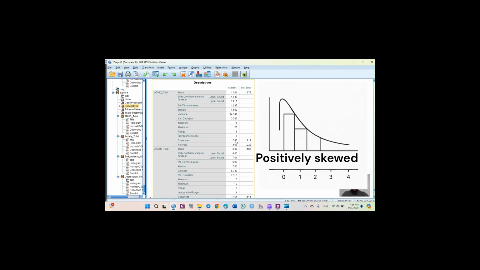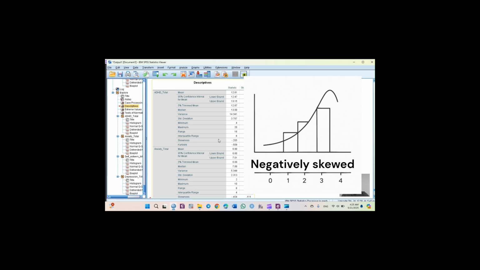Let me explain that with an example. In a classroom, when a teacher examines the students, if the majority of the students pass the exam, let's say scoring 90, 95, 100, and a few students fail the exam, this indicates that the data are negatively skewed. That means the majority of the students have high scores, and the tail is long towards the negative end, the lower end.